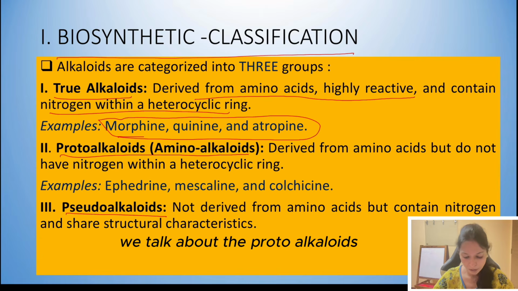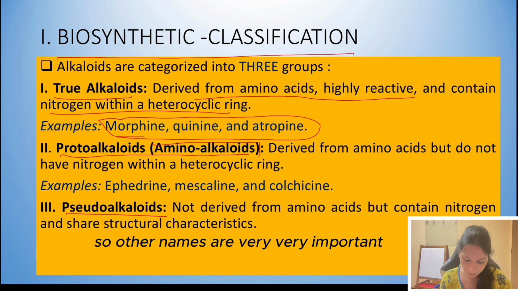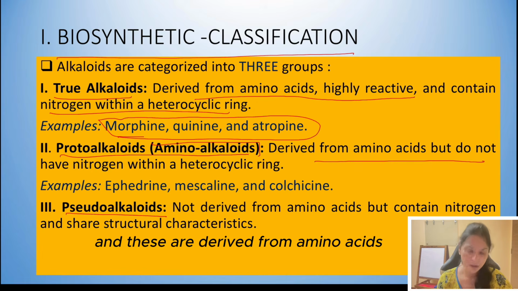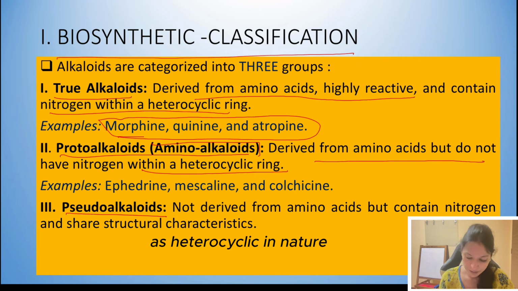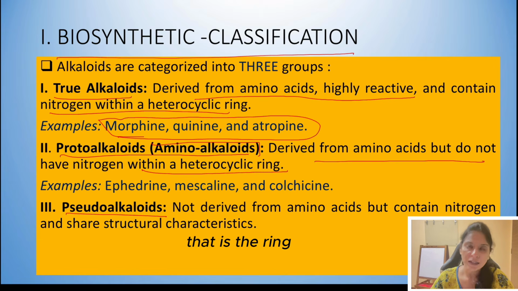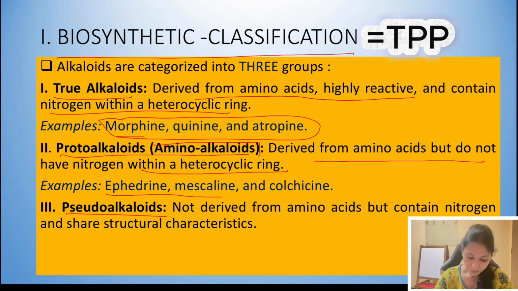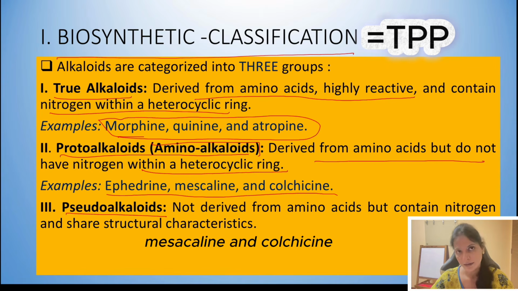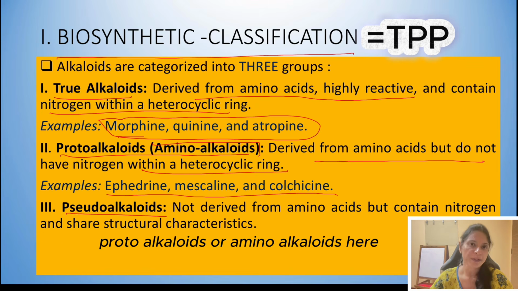And when we talk about the proto alkaloids, these are also called amino alkaloids. So the other names are very important. Proto alkaloid is also called amino alkaloid, and these are derived from amino acids. The important point to be noted is that they do not contain nitrogen in a heterocyclic ring. They don't have the nitrogen in their ring. The best examples here are ephedrine, mescaline, and colchicine. These are the three major examples of our proto alkaloids or amino alkaloids.